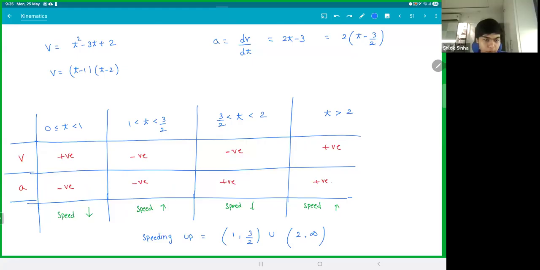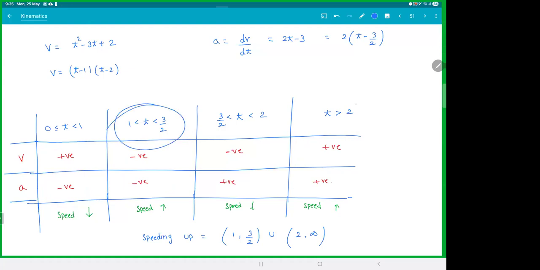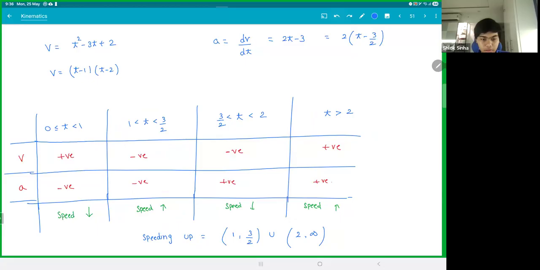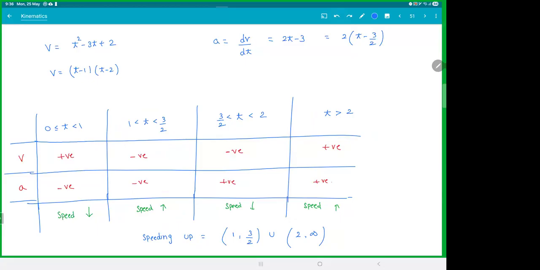Yes, sir, I understood the positive negative table you've made, but how did we get 1 comma 3 by 2 union 2 comma infinity? So 1 comma 3 by 2 and t greater than 2 is speeding up. You're asking how did I write this? That is a mathematical way of writing the time range. Yes, sir, I understood.